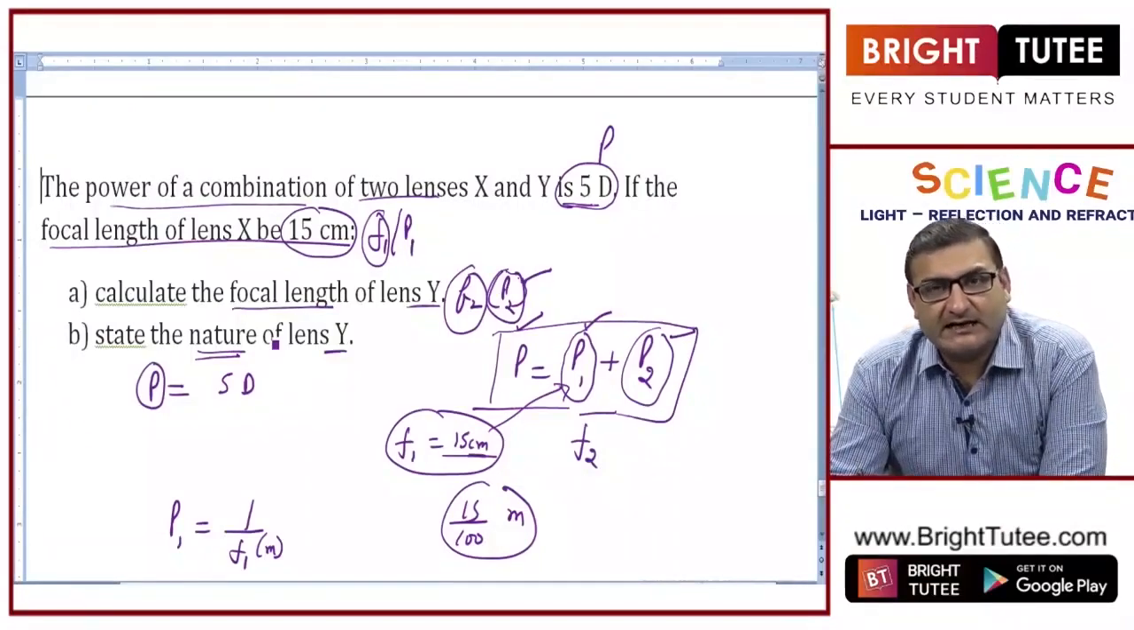Fine. So these are the different types of numericals given as per power of a lens. Fine. Hope you have understood it.